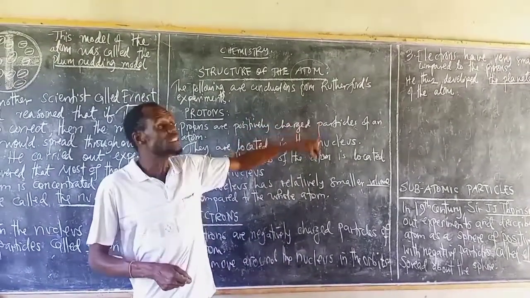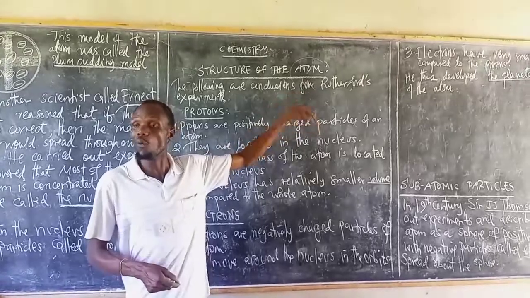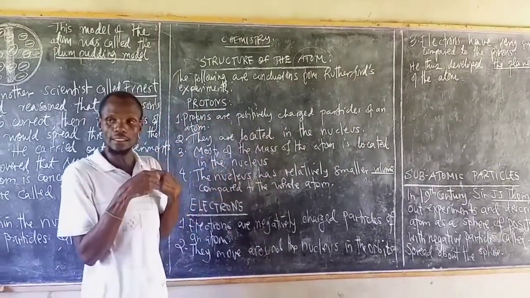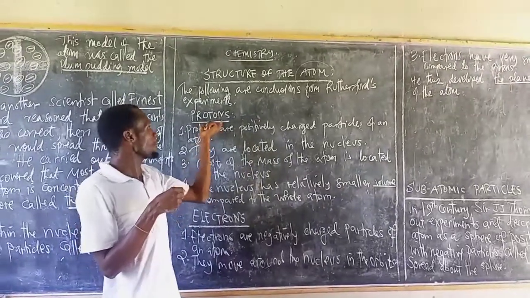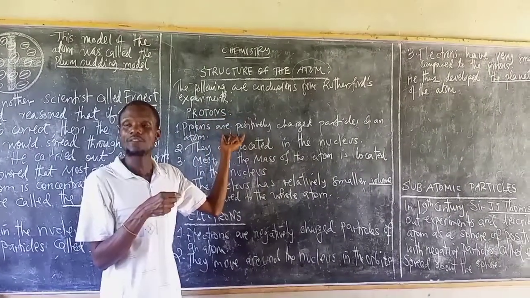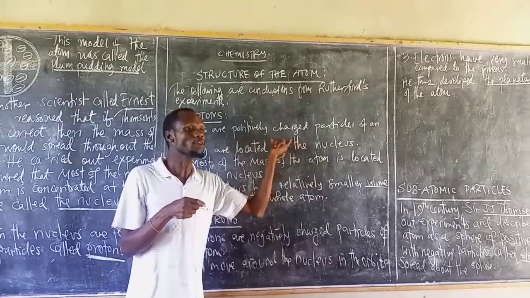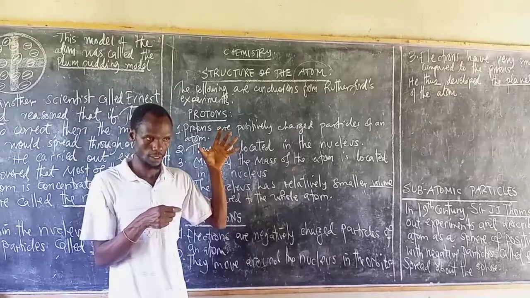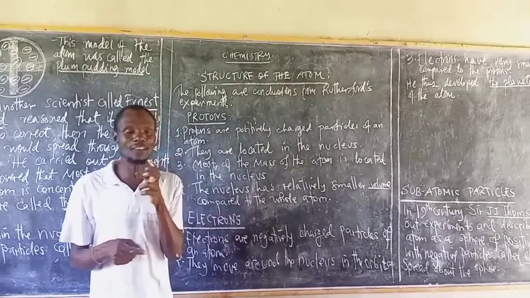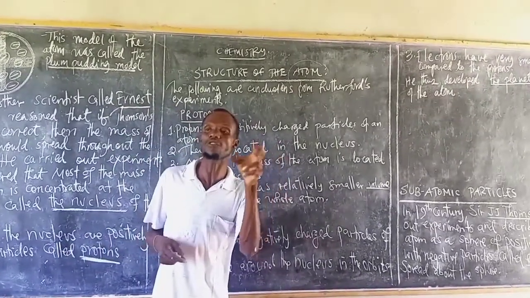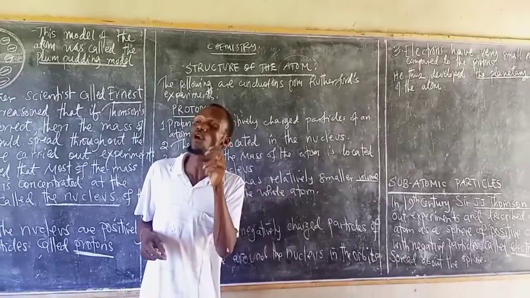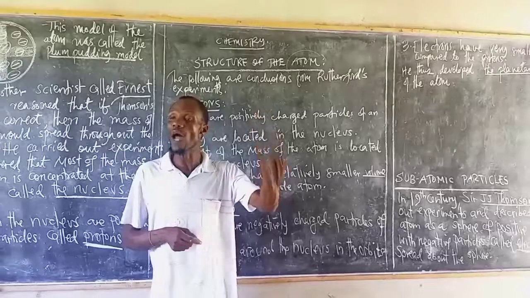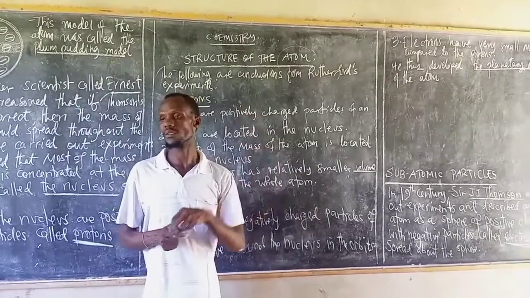Until today, that is how we define protons. Till today, when we talk about protons, we mean positively charged particles which are found in the nucleus. And the mass of an atom is always said to be concentrated at its central core, called the nucleus, and it is where you find the protons.